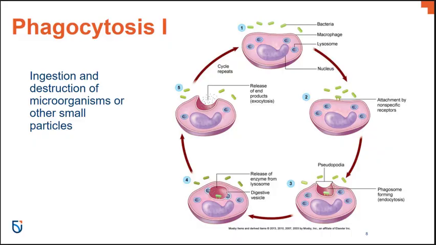A major component of the body's second line of defense is the mechanism of phagocytosis, which is the ingestion and destruction of microorganisms or other small particles. There are many types of phagocytes that exist within the body. Again, these are cells that are capable of phagocytosis. And this image summarizes the function of a phagocyte. Here's a phagocyte here, and this type is a macrophage.